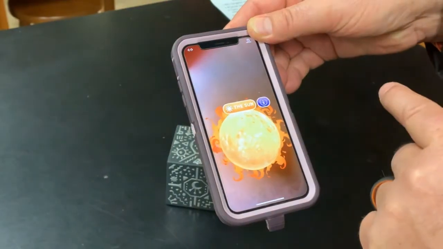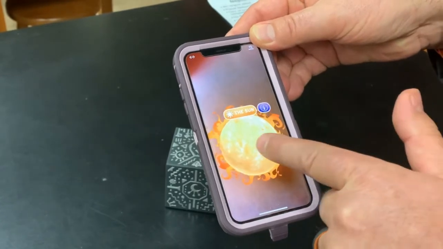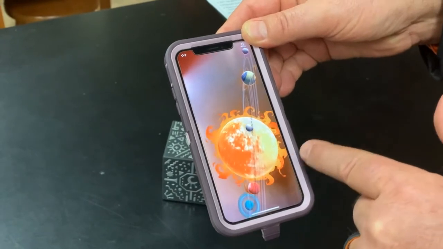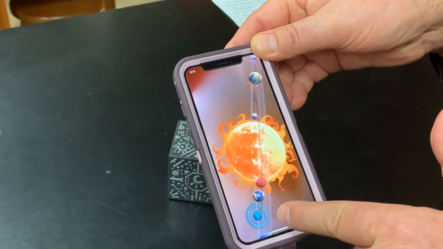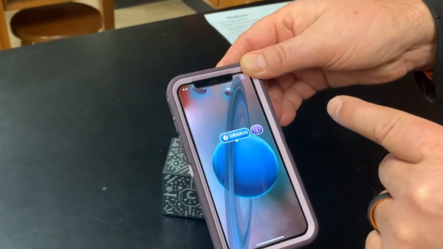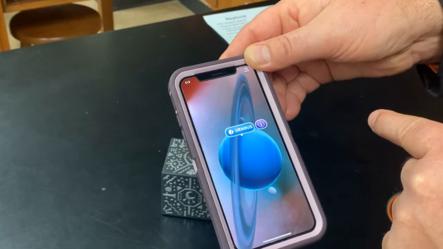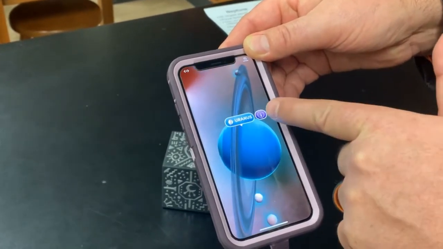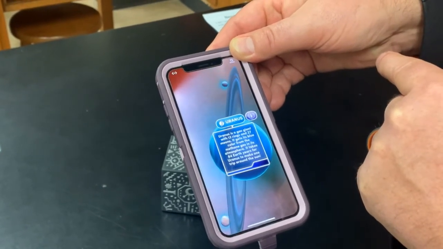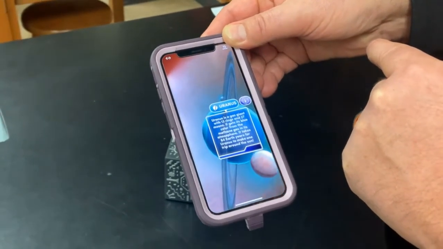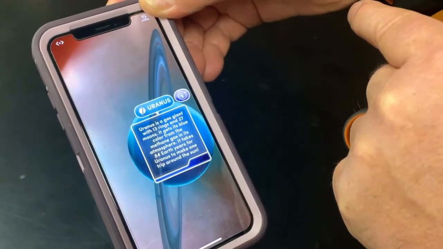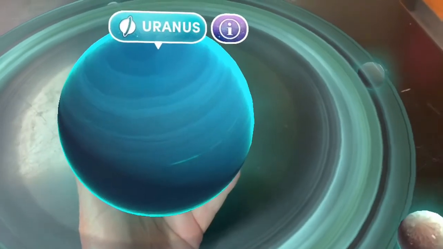So now we're looking for our other planet, Uranus. Let's spin the sun and see if we can find Uranus. If you look down here, Uranus is slowly coming around the sun. And the first thing we can see is that Uranus has rings. Uranus is a gas giant with 13 rings and 27 moons. It gets its blue color from the methane gas that's in its atmosphere.